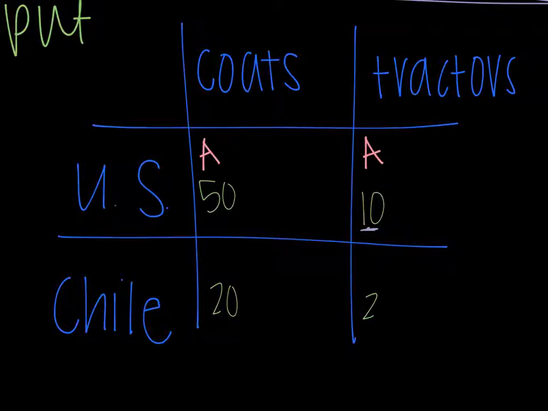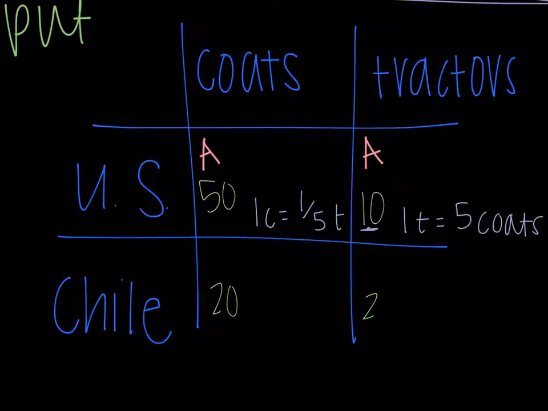So for the coats, you put the 10 over the 50, and when you do the math for it, for one coat, that would be 1/4 of a tractor. And do the same for your tractor, so you're going to put the 50 over the 10, which is going to be for every one tractor, you could make 5 coats.